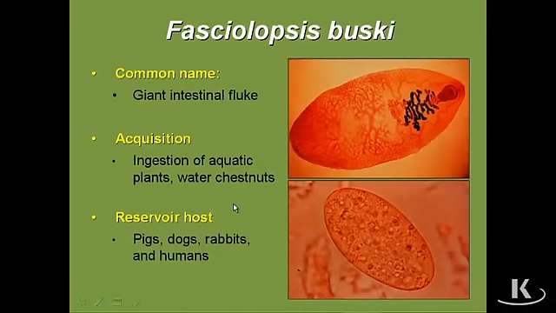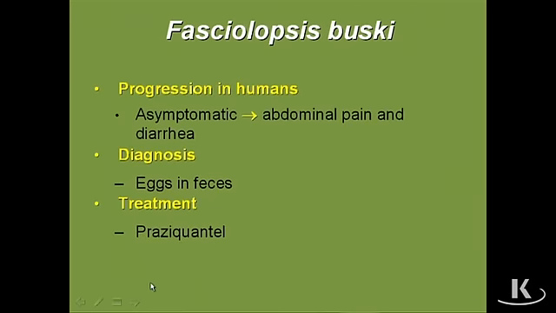Fasciolopsis buski is the giant intestinal fluke. So you can see how wide and flat and kind of fleshy it is. You also get this from ingestion of aquatic plants, in particular water chestnuts. So if you like your Chinese food like I do, don't let that ruin it for you. The disease for Fasciolopsis, again, is most of the time asymptomatic, but can be nonspecific abdominal pain and diarrhea. Eventually, it's going to get diagnosed by looking at eggs in the feces and is also treated with praziquantel.